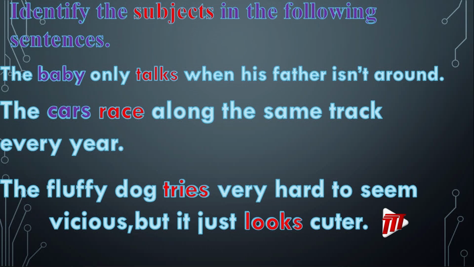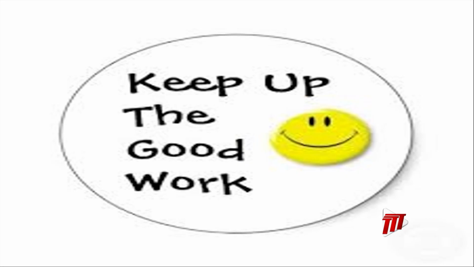Last one, the fluffy dog tries very hard to seem vicious, but it just looks cuter. Who is the sentence about? Who are we talking about in this sentence? Think about it for a little while and the answer will pop up. So in this case, we have the fluffy dog being the subject of this sentence. So if you manage to get all the verbs and all of the different subjects, then I congratulate you. You did very well.